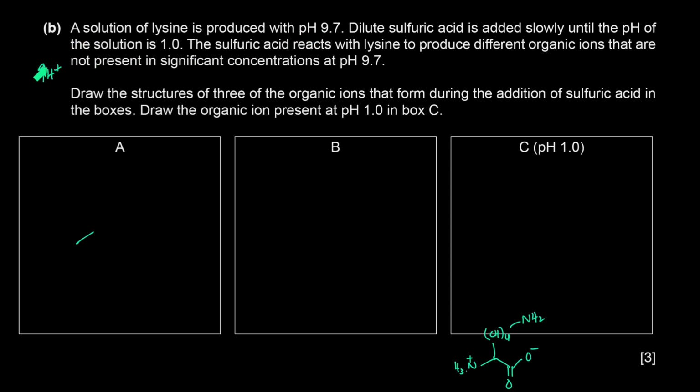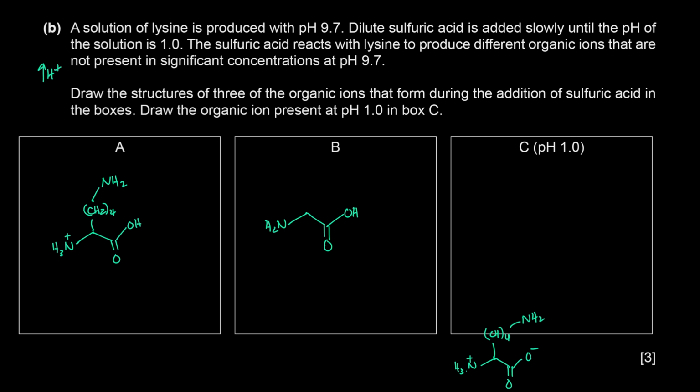So there's more H+ present. That means that the carboxylic acid will now definitely be protonated. And I can either have a positive charge on this NH3, in which case the other NH2 is uncharged. The other possibility is that the positive charge is on the NH2 in the R group, in other words, on the side chain over here.